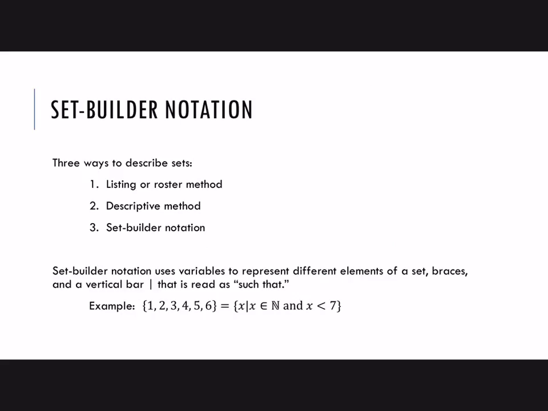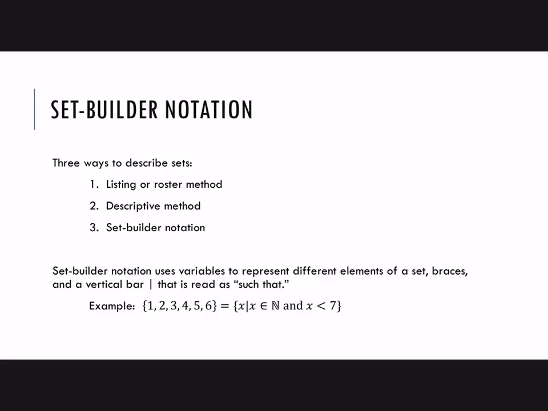Alright, so we've talked about listing elements in a set, describing using a phrase or sentence, and there's a third one, set builder notation. And this one is a more symbolic way to describe sets. It's mostly used if you're trying to describe something that would be too long to list, or if you want to really emphasize some of the different properties that the things in the set have.